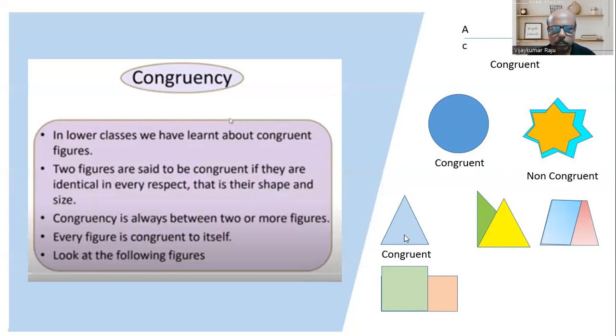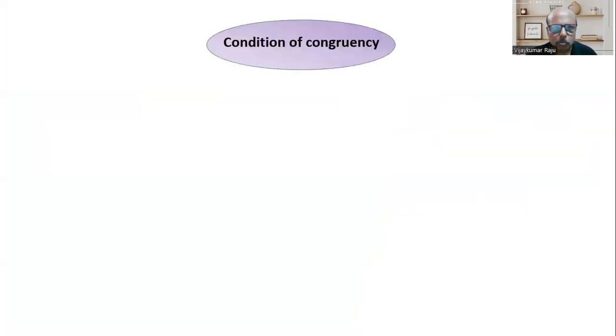Here the triangles are congruent. These triangles have different shapes, so they are not congruent. Here, a trapezium and a parallelogram have different shapes. They are not congruent. So you get a clear idea as to what is congruency and what is not congruent. I think this could be clear. Now let us see the next thing.